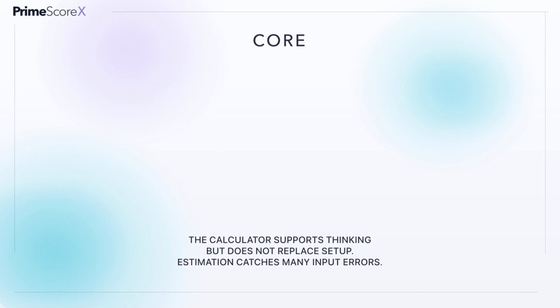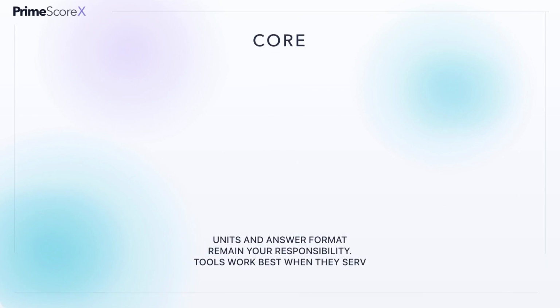A strong approach begins with two core ideas. First, the calculator supports thinking but does not replace setup. Second, estimation catches many input errors. These ideas keep you from treating the TEAS like a random collection of questions. Instead, you start to see a system: what the test is asking, how the clock changes behavior, and where students usually lose easy points.